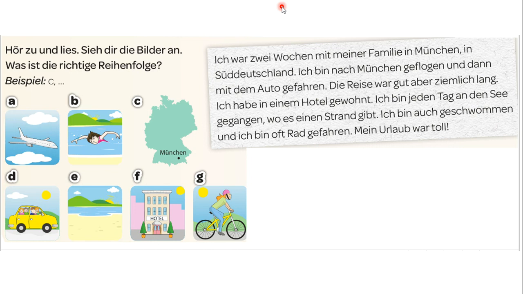Okay, next, you have got a text here in the past tense about somebody's holiday. So you need to read the text and then look at these pictures and put the pictures in the order of the text. Okay, so 3 minutes, quickly read the text and jot down these pictures in the correct order.